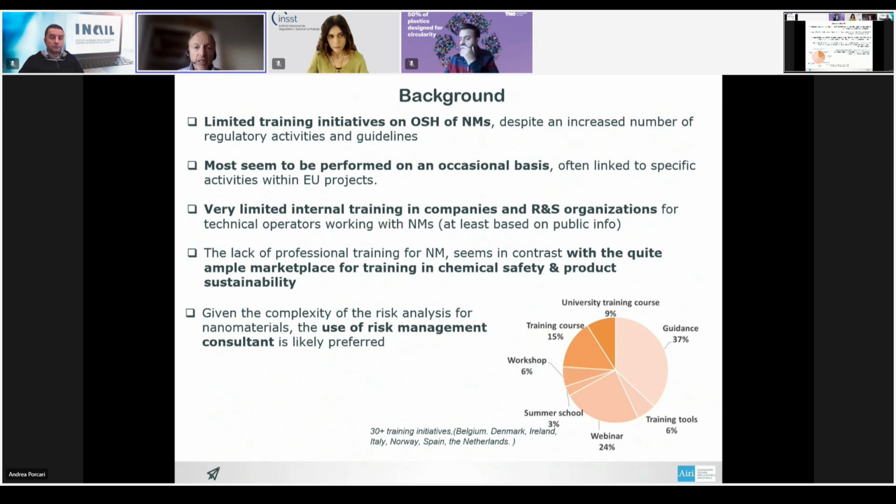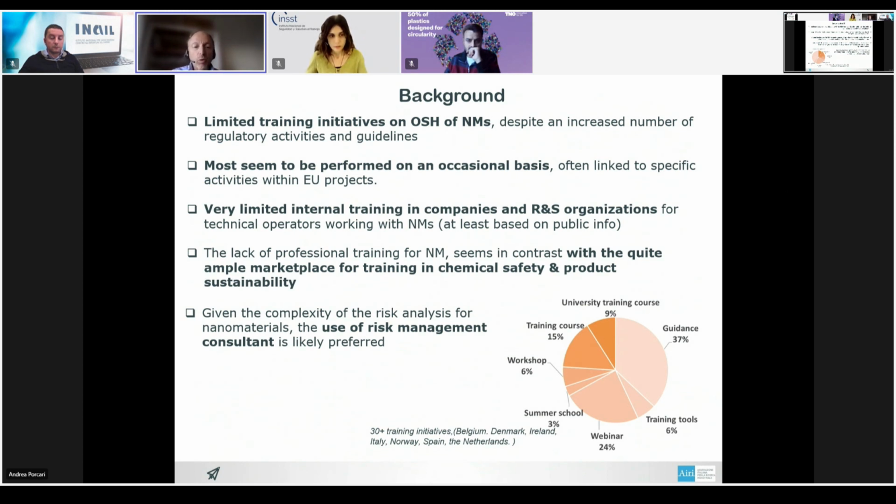Yes, there are limited training initiatives on OSH of nanomaterials, and most seem to be performed on an occasional basis. It seems like, at least from the public information we got, there's limited internal training in companies and research and innovation organizations on this topic. And this seems somehow, at least for us, in contrast with the quite ample marketplace for training in chemical safety and product sustainability. I think you can find hundreds of courses on this.